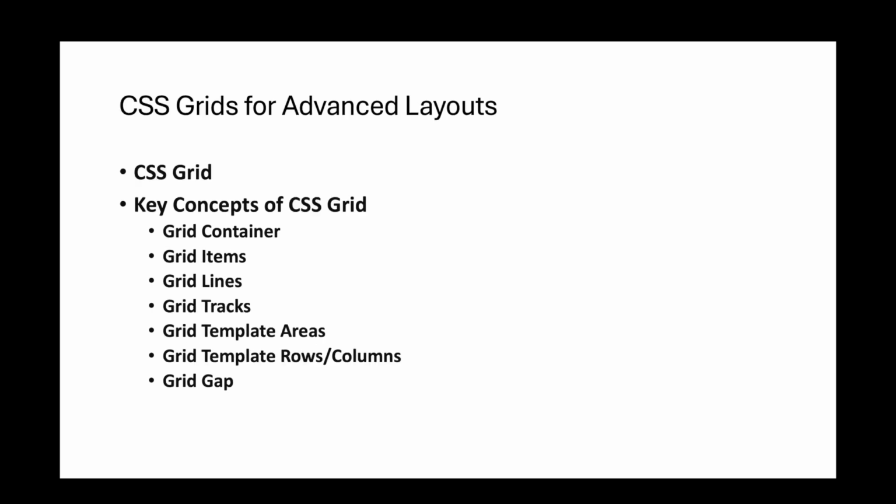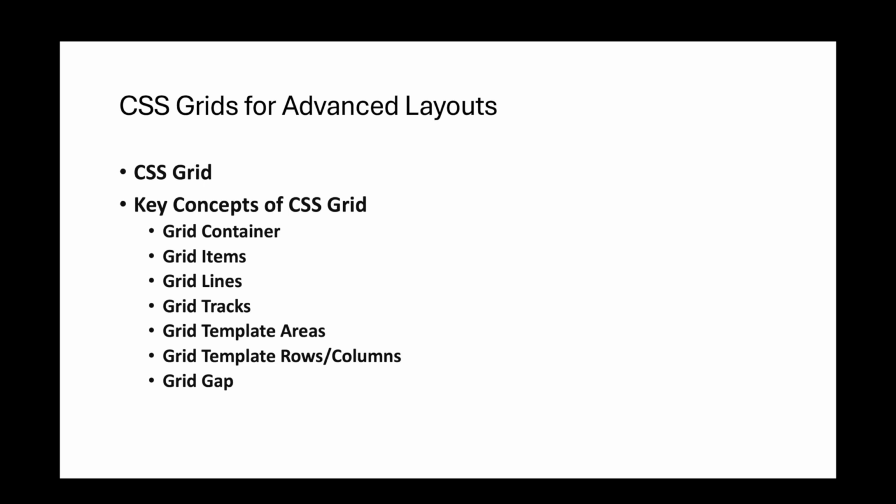CSS grids for advanced layouts. CSS Grid is a two-dimensional layout system in CSS that allows developers to create complex grid-based layouts with ease. It provides precise control over the placement and sizing of elements within a grid container.